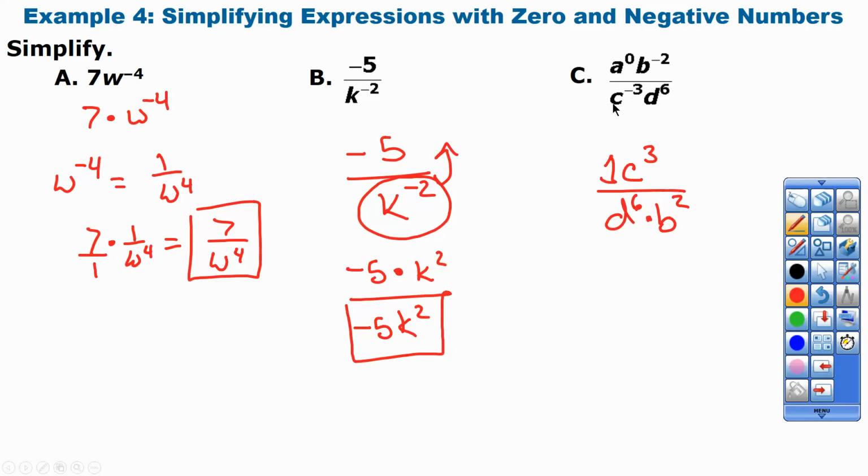C to the negative 3 came up, and when it switches across the fraction line, it changes signs. So if I had c to the 3 up here and I moved it down, that becomes c to the negative 3. If I have c to the negative 3 on the bottom and I move it up to the top of the fraction line, it becomes c to the positive 3. So this came up, and this came down, and this stayed.